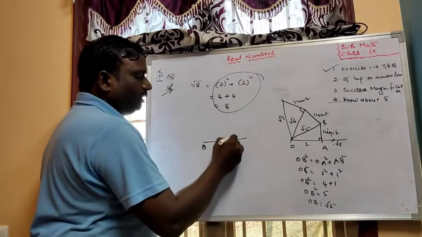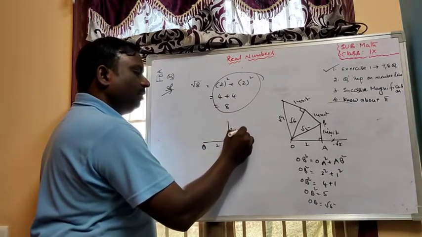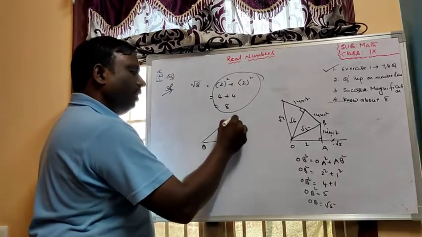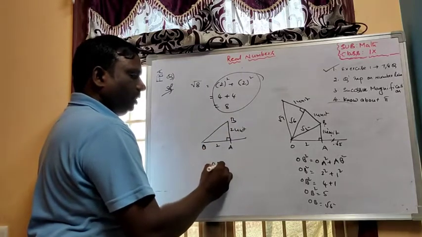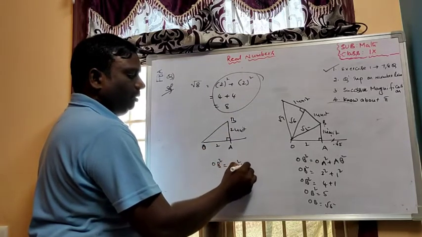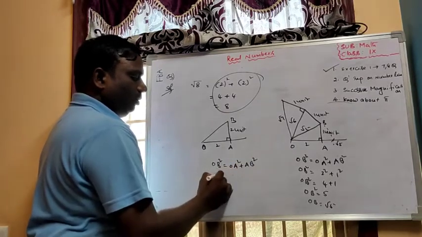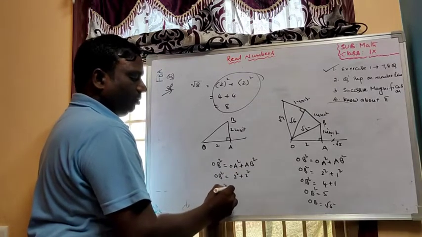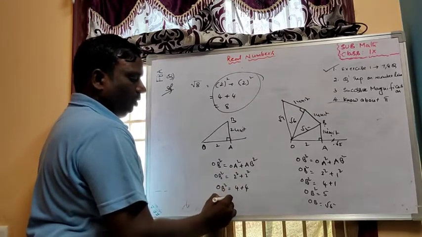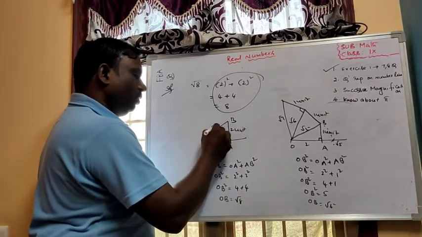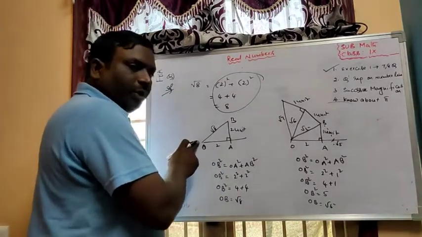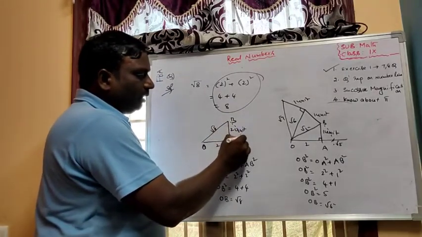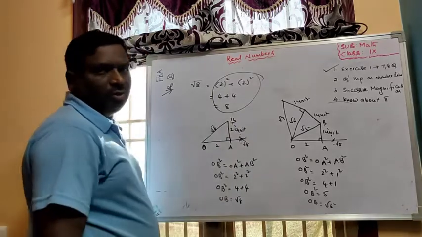From O, 2 units I'm taking here, another 2 units I'm taking here. So join these two, apply Pythagoras theorem, triangle OAB. OB square equal to OA square plus AB square. OB square equal to 2 square plus 2 square. OB square equal to 4 plus 4. OB equal to root 8. So again place the compass at O as the center, and with the radius OB, draw an arc; wherever it intersects the number line, that is marked as root 8.